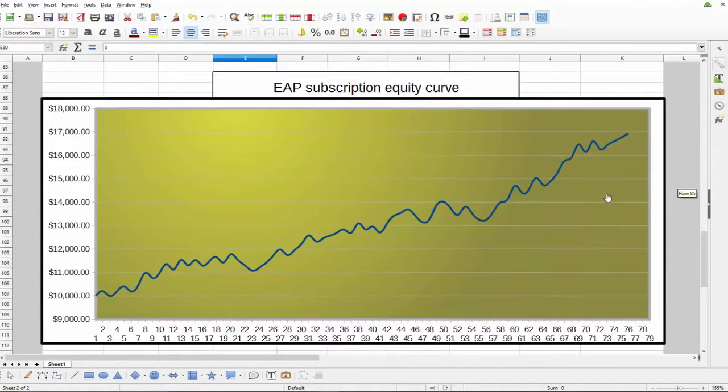Taking a look at the equity curve, you can see that we've had our drawdowns throughout the beginning of the EAP, but recently, over the past 2 or 3 weeks, we've actually just been going straight up, which is unusual, and which also means that a drawdown is inevitable and eventually will come. I'm very excited about the way the EAP has performed.